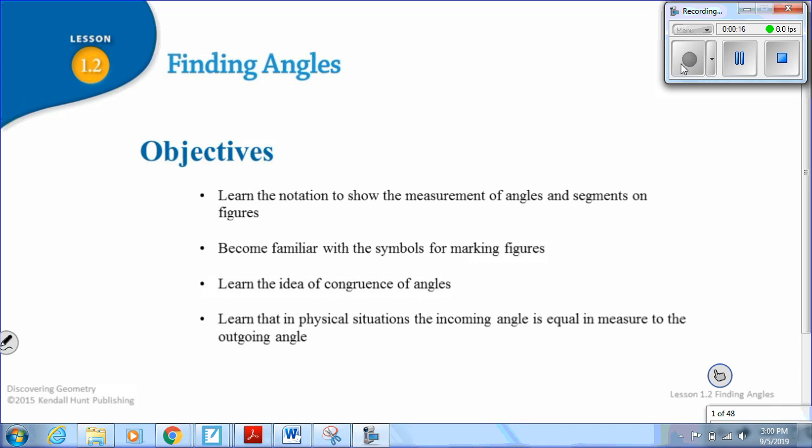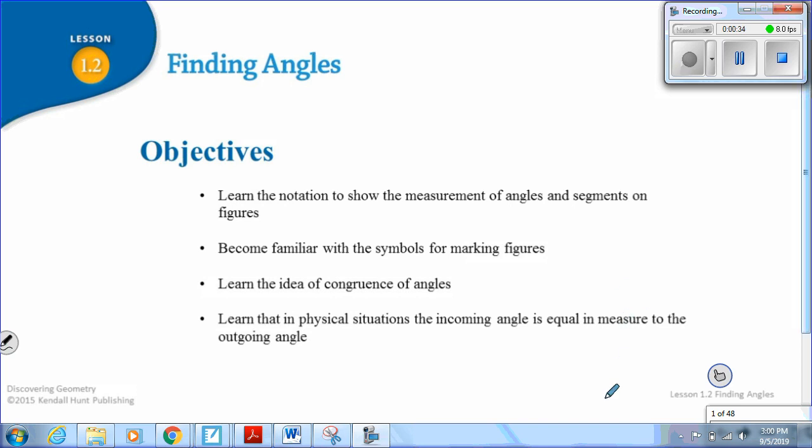Here are some of the things that we're going to do today. We're going to learn the notation to show measurement of angles and segments. We're going to learn the symbols for marking figures, the idea of congruence. What does congruence mean? And equal angles, or congruent angles. We're going to learn about that as well.